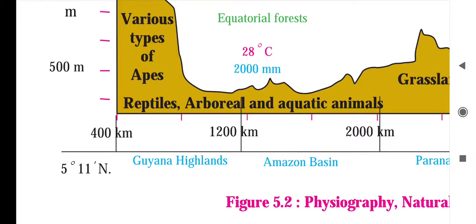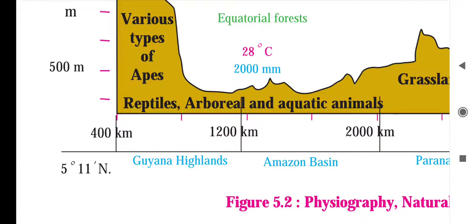Then again, the Amazon basin. Just now we have seen the Amazon river basin. There aquatic animals and arboreal animals are found. So what is an arboreal animal? Here, 2000 millimeter of rainfall and equatorial type of forest are found. Arboreal animals means the animals which live in the trees. So monkeys, koalas, possums, parrots, chameleons, and various kinds of tree snakes, all of these are included in the arboreal animals.